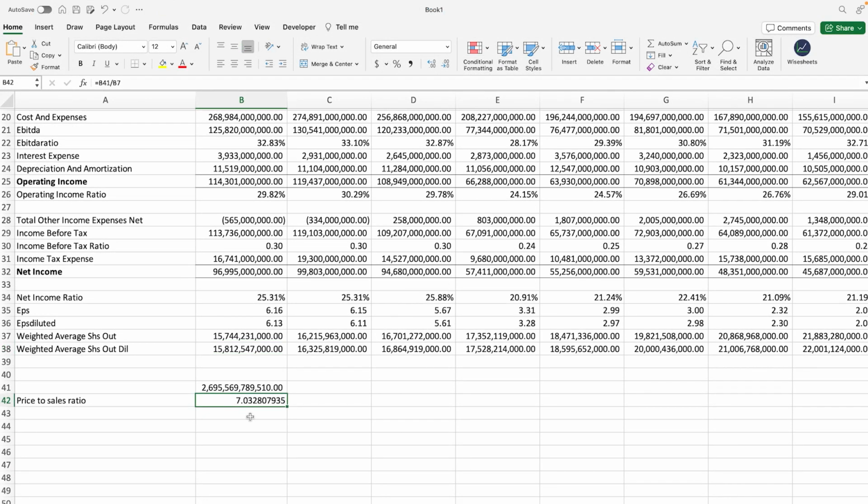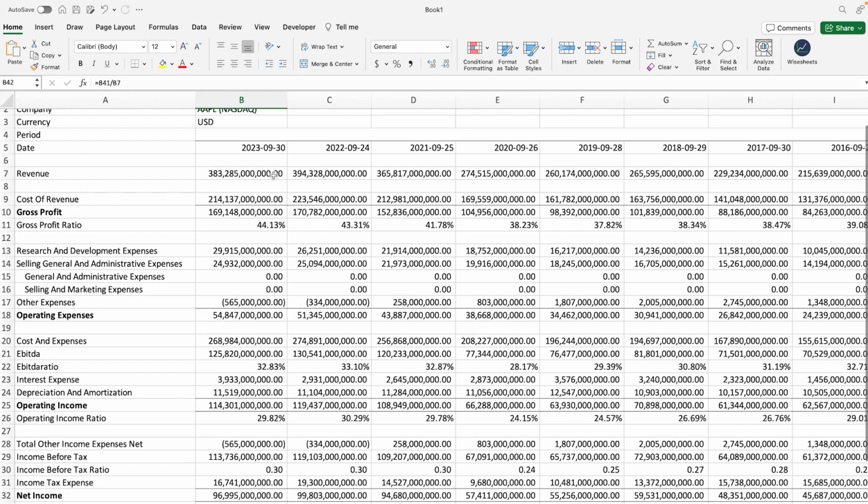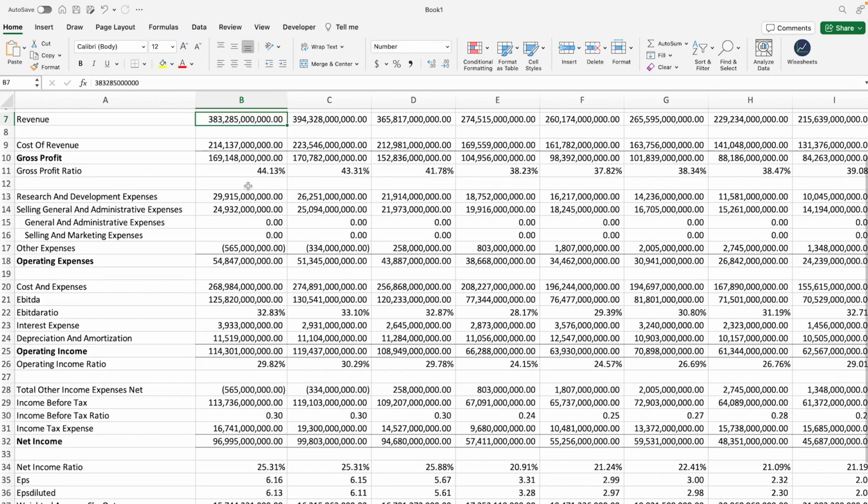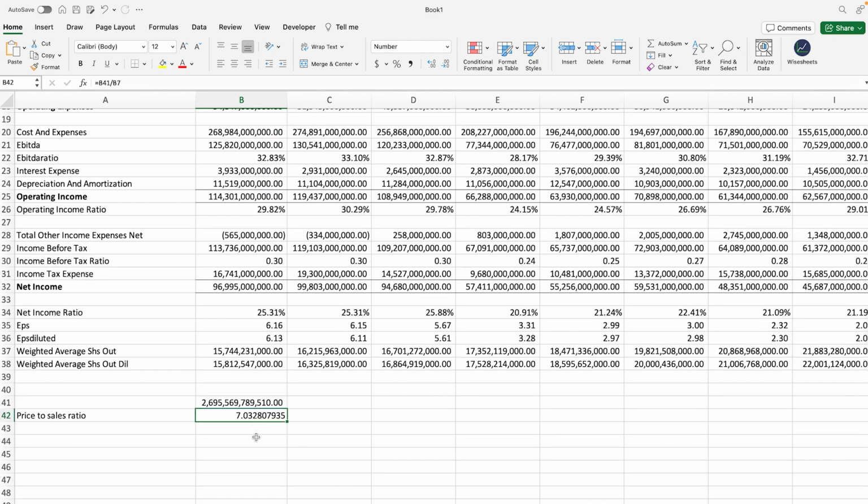That means that at the current stock price, you're paying 7 times the revenue that Apple has generated. So you're paying 7 times this revenue right here. That is the price that you would be paying if you were buying the entirety of the company. Now you can of course look into this on a per share basis. So for every share that you're buying of the company, you're paying 7 times the price of that particular share.